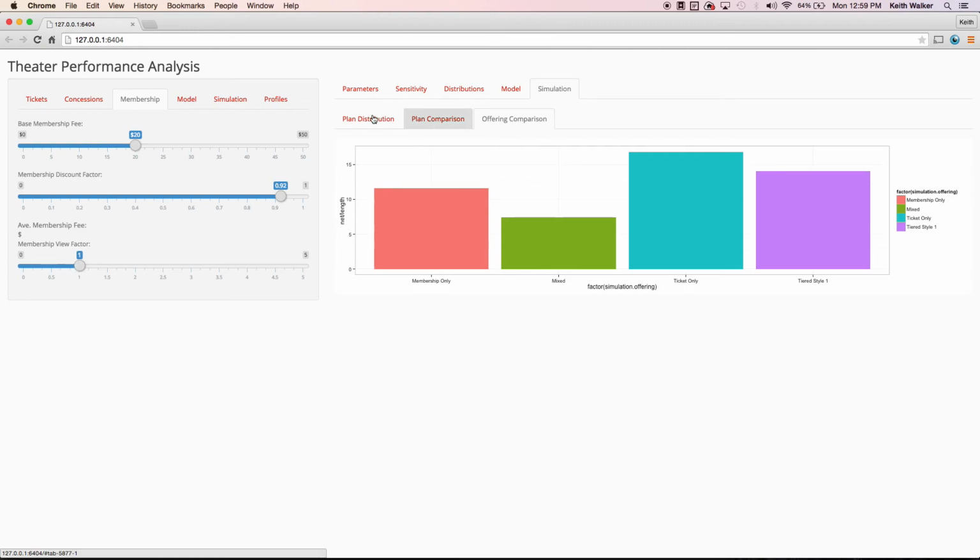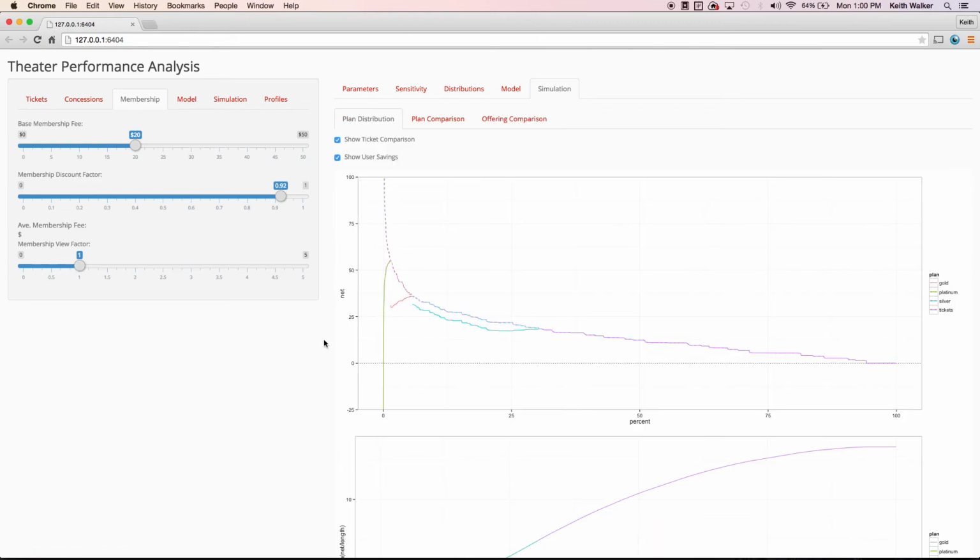Just as a sanity check, we can go in here and say, what happens if it's exactly the same? So we set the view factor to 1, which means people's behavior does not change when they prepay at all, which is definitely not true, but just to bound the issue. If I turn off this plot, user savings, because these are on top of each other with no difference, we can see that all this is an opportunity for us to throw away revenue. This little gap here is just us making less money than if we had sold tickets, which is especially true up here for the platinum plan and the gold plan, and a little bit for the silver plan.